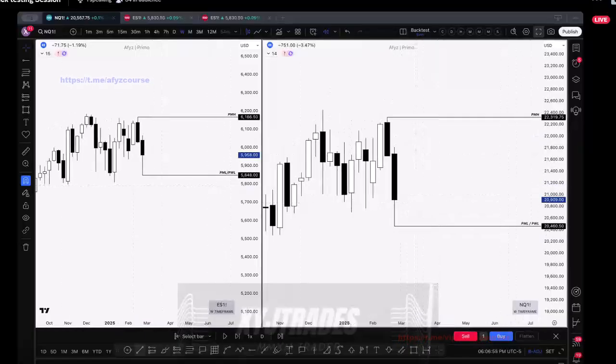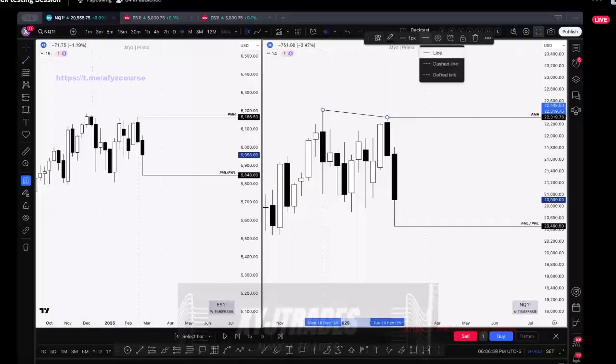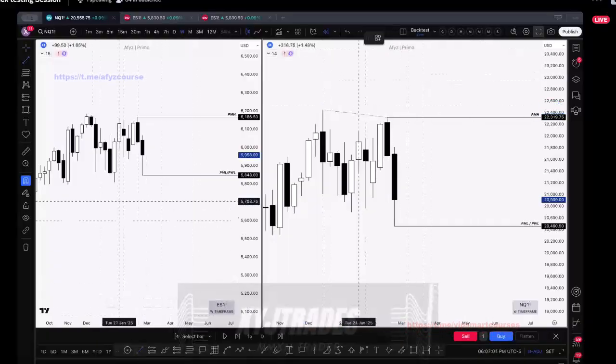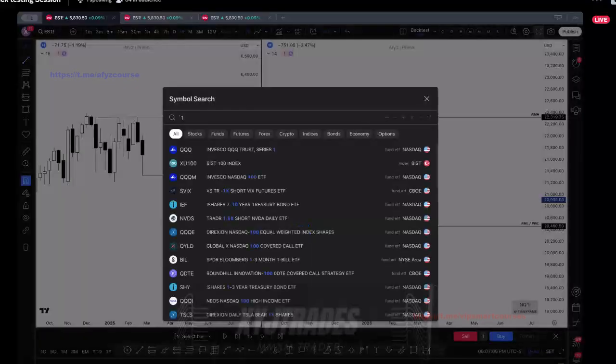I'm also going to pay attention to any key higher time frame divergences the market has formed. As you can see, we have this key time frame divergence right here. Okay, perfect. Now let's go into the daily chart.